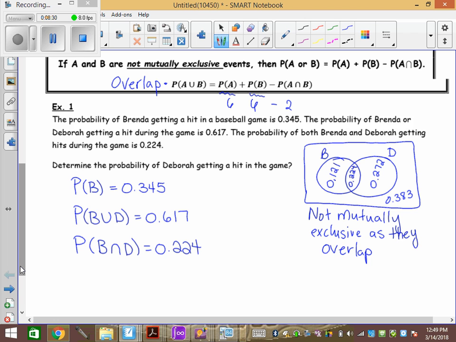So what's the probability of Deborah getting a hit? That's Deborah getting a hit only. What's the probability of Deborah getting a hit? 0.272 plus 0.224. What do you get? So that's what we're thinking it is, right?